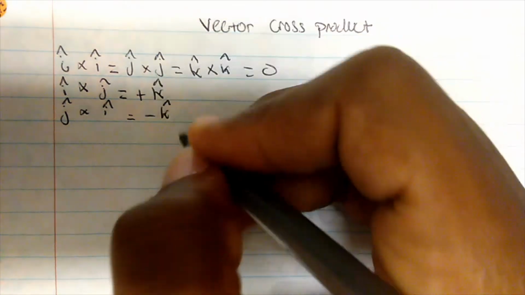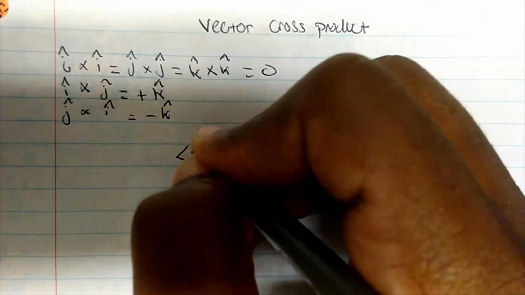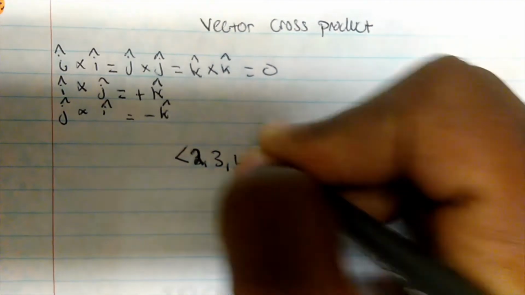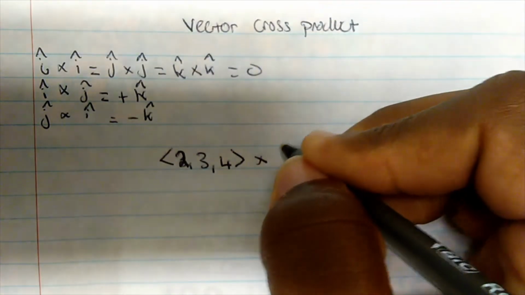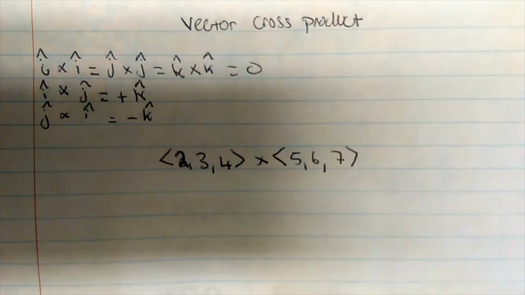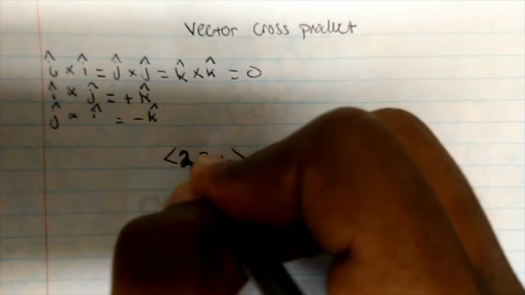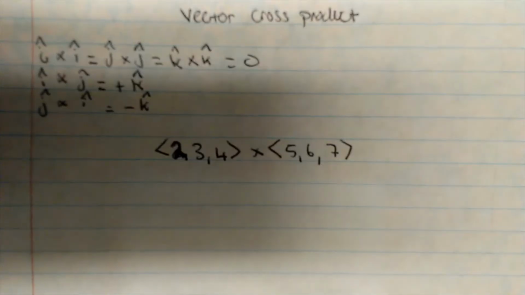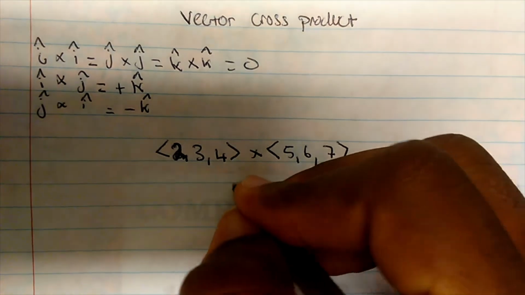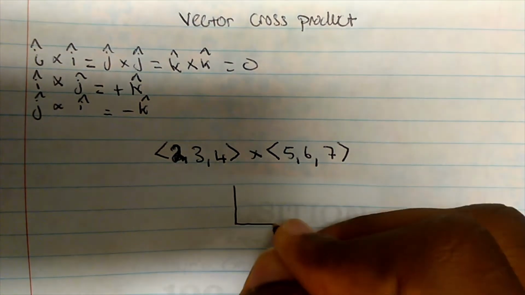So what if I wanted to cross 2, 3, 4 into 5, 6, and 7? How do we go about this problem? Well, the first thing I like to do is draw a little square here.